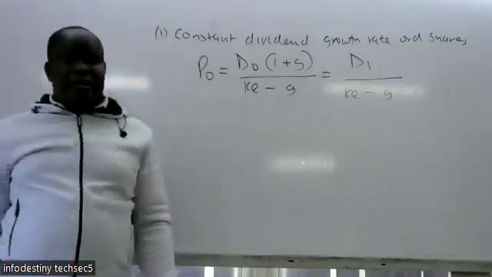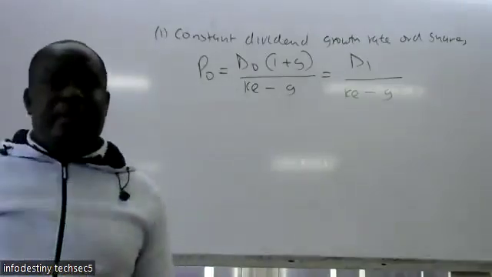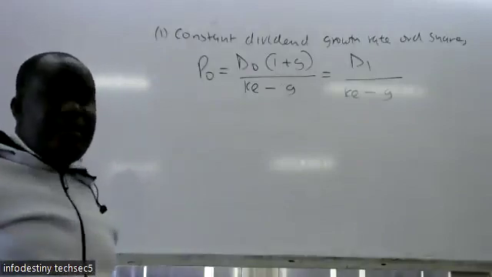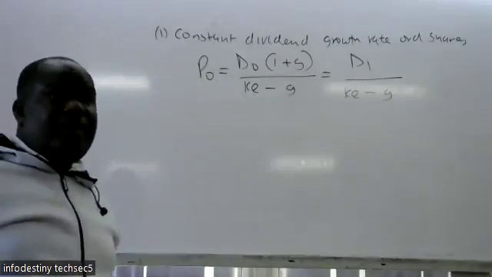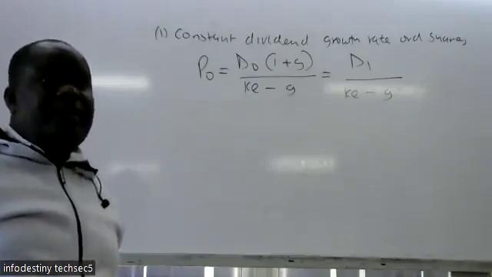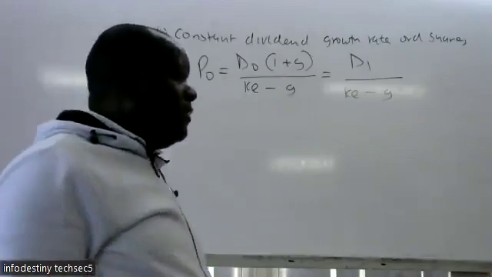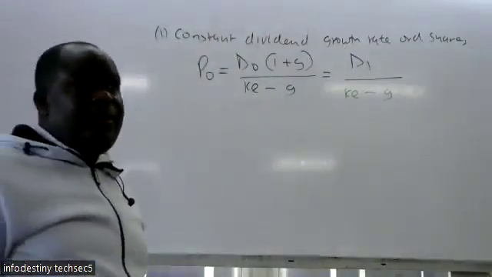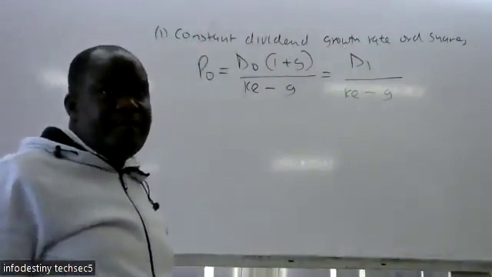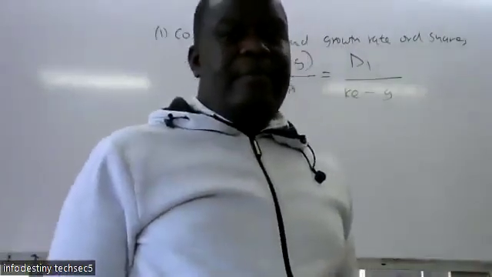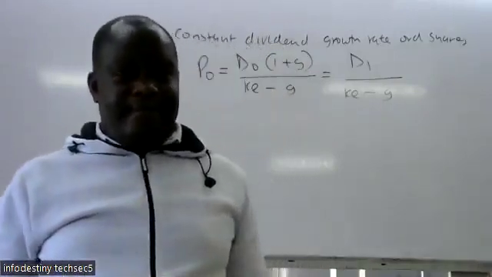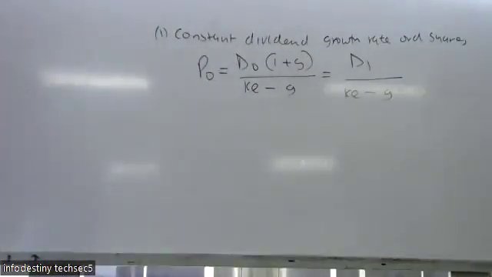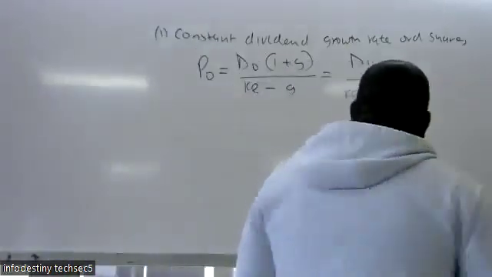Then D1 is the next dividend per share to be paid. Ke is the cost of the ordinary share. Then g is the constant growth rate. So that is how to get the value of the share. I'll be doing a question on that to see how to get the value for the share.